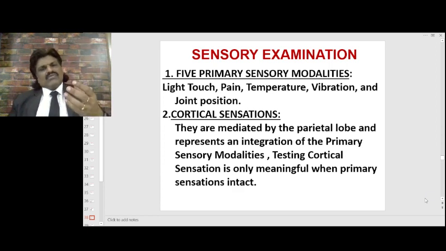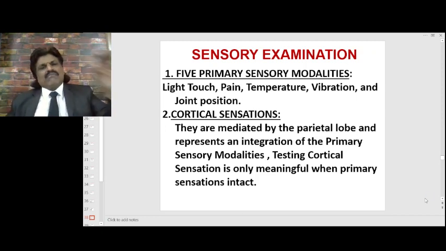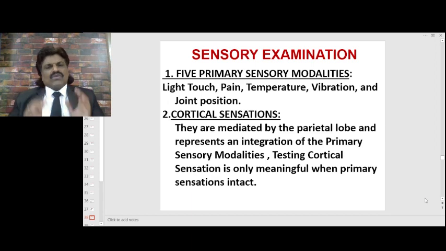The sensations perceived from the thalamus to the parietal cortex are known as the cortical sensations. So if the primary sensations are intact and the cortical sensations are absent, that means the parietal cortex is affected. Cortical sensations are mediated by the parietal lobe and represent an integration of the primary sensory modalities. Testing cortical sensations is only meaningful when primary sensations are intact.